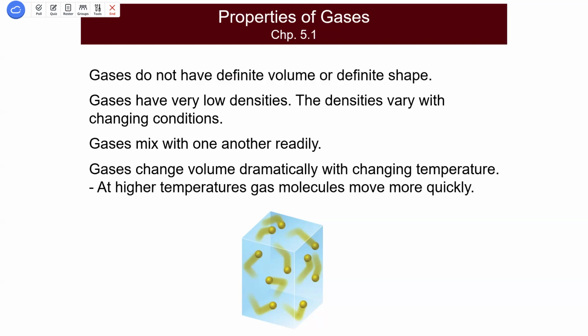And gases change volume dramatically with changing temperature. So at higher temperature, gas moves more quickly. Right? And if you think about this, if you're going to boil water, when you first start boiling water, you don't have a lot of gas bubbles. But once you get that heat going, your bubbles are moving faster, right? And the faster those are moving, it's because they have more energy associated with them, and that's due to the higher temperature that they have.